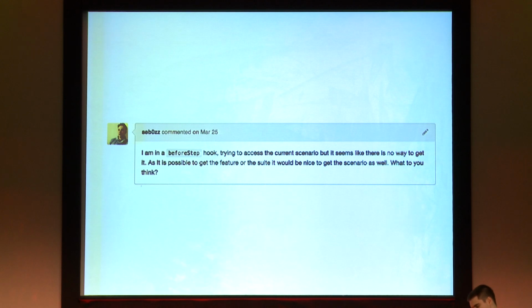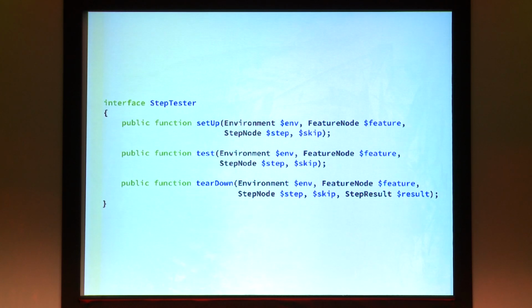So after releasing BEHAT 3, there is this guy saying like, hey, in my before step hook, I want to access this scenario that's being tested, but I can't. And the reason why he can't, if you look at the code of step tester or interface of step tester, there's no scenario. Damn, I need to introduce a backwards compatibility break, right? I need to change this interface, and if anybody, since I introduced BEHAT 3 and will introduce this change, created an extension which implements this interface, some decorator, which we discussed before for testers, it gets broken, which is the definition of a backwards compatibility break.